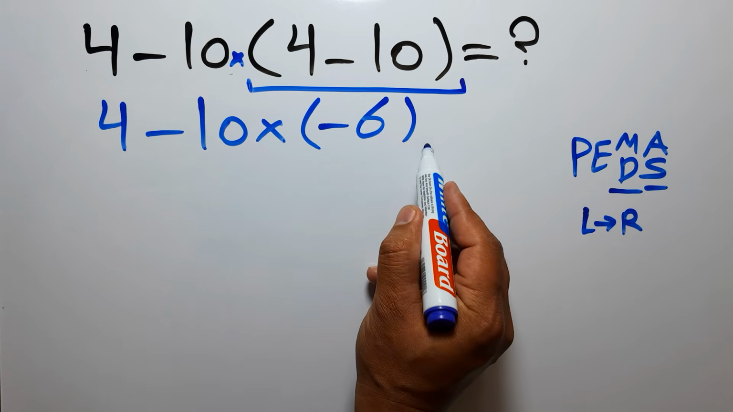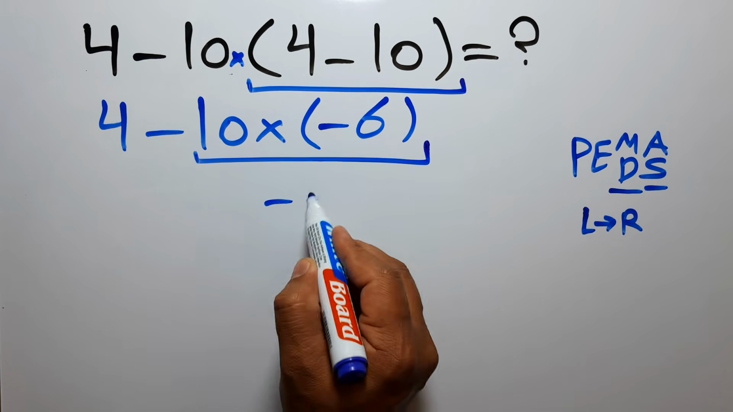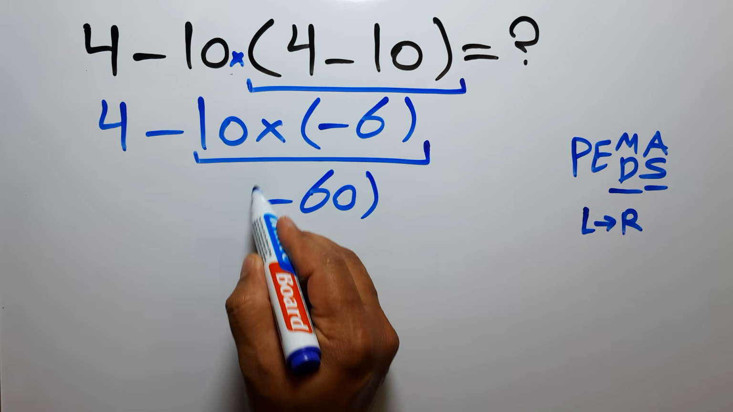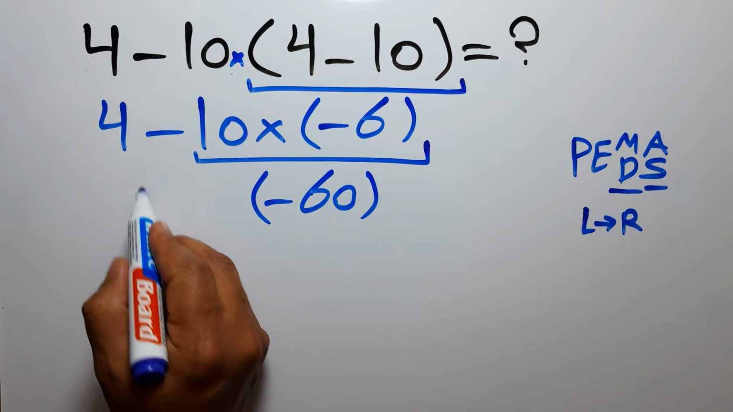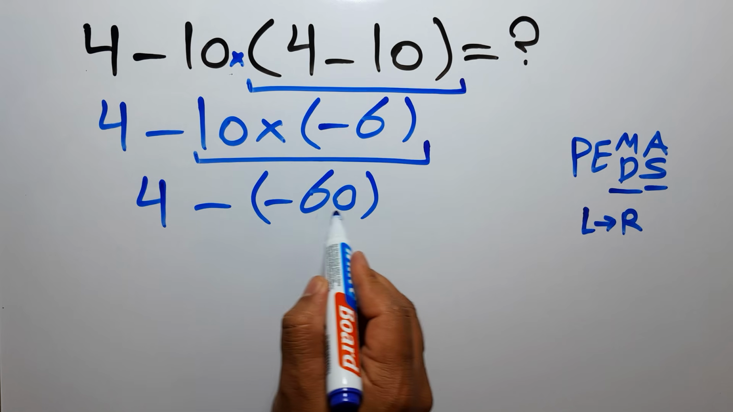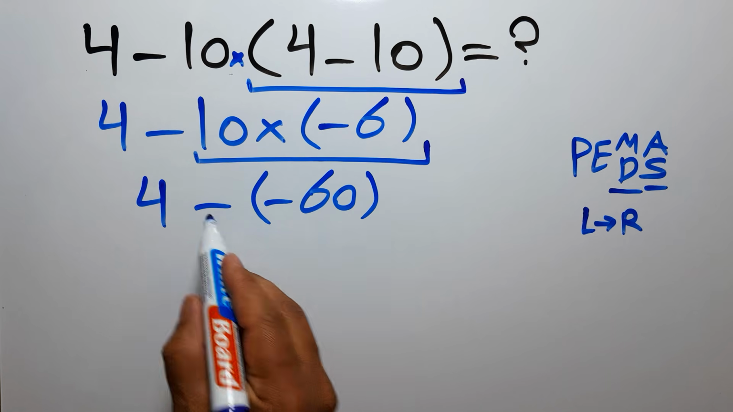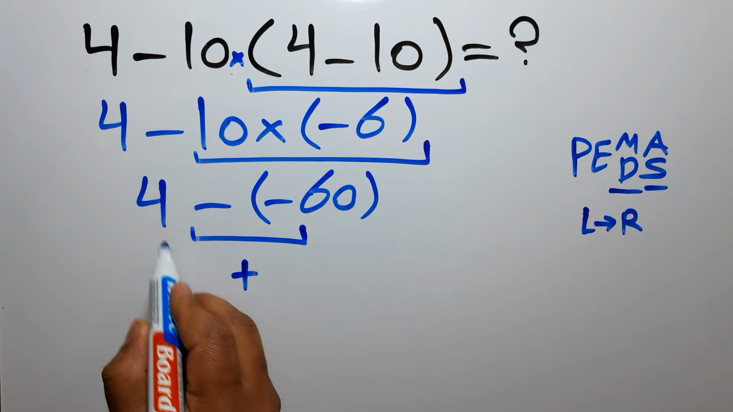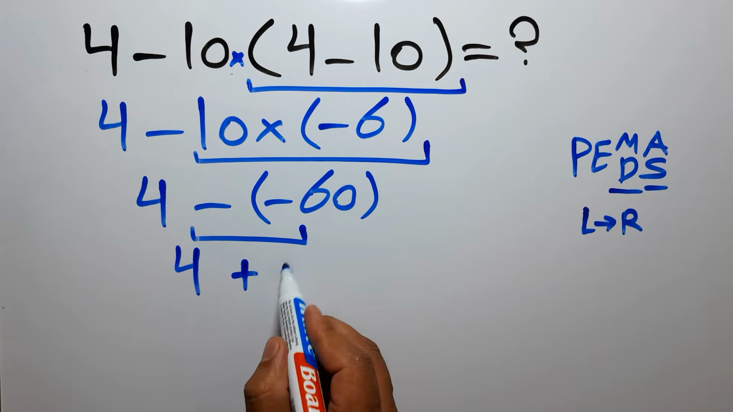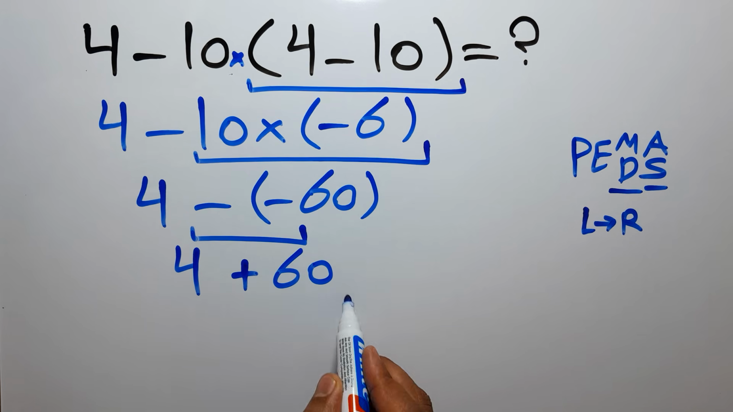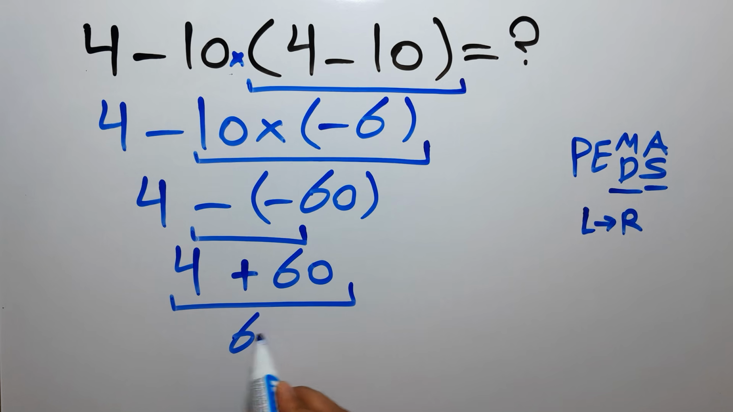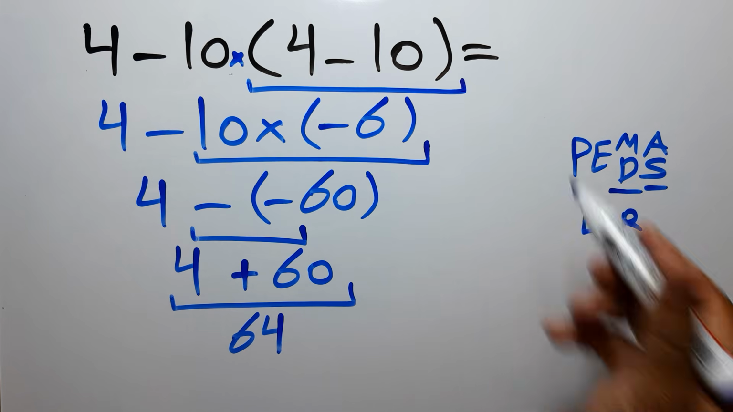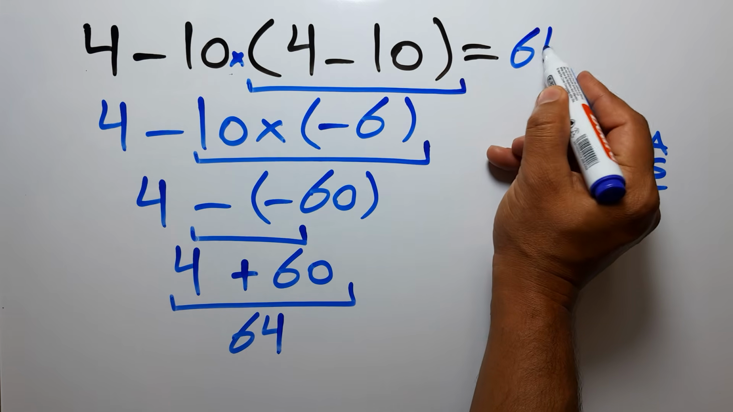10 times negative 6 gives us negative 60. So we have 4 minus negative 60. Now negative times negative gives us positive. So we have 4 plus 60, which equals 64. And this is our final answer to this problem. The correct answer is 64.